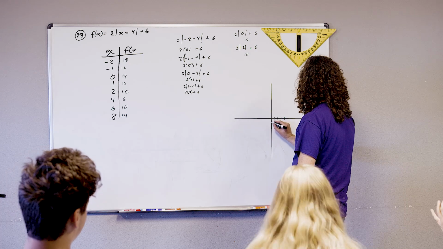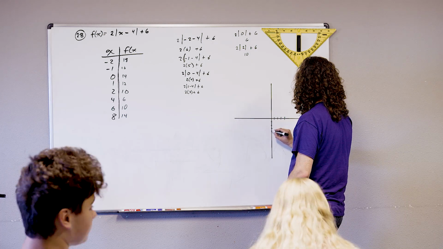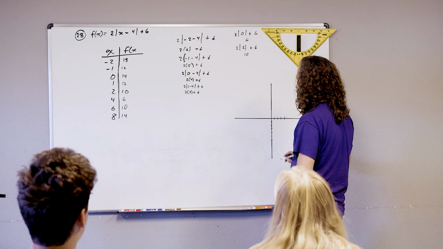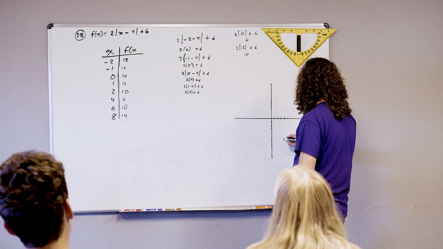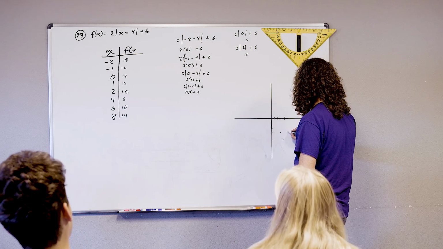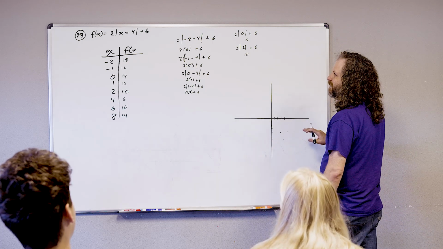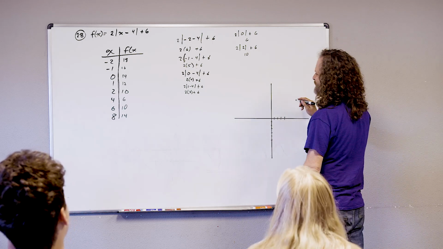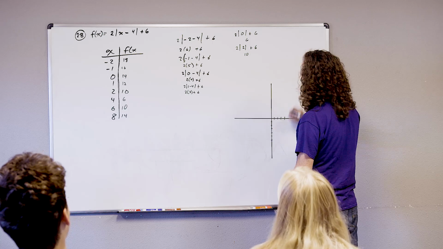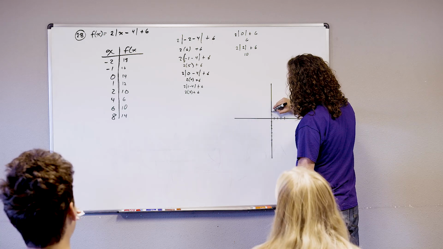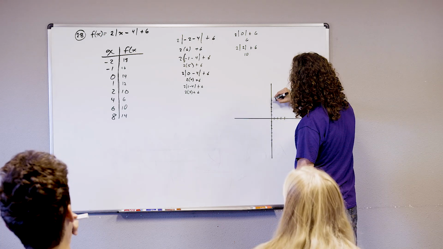Down. 1, 2, 3, 4, 5, 6. We got a dot, and then these. Wait, pause. I'm back. Just kidding. How about up here? I don't know why I made that 6 a negative.